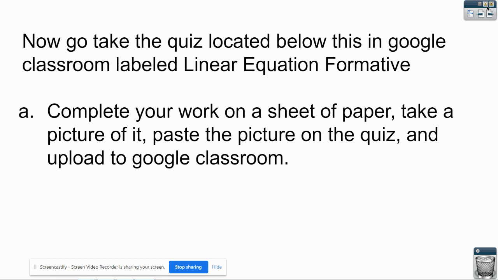What I want you to do is complete your work on a sheet of paper, take a picture of it with your Chromebook, which we've taught you how to do, and then paste that picture on the quiz and then upload it to Google Classroom. Okay. If you want to just write it in the thing and explain your work, you are welcome to. But if you want to show your work, where it kind of gives you the option of partial credit, then I do recommend that you take the picture and upload it and then share it with me. Try your best effort on it and know that we're going to be here to support you and allow y'all to have success in this going forward.